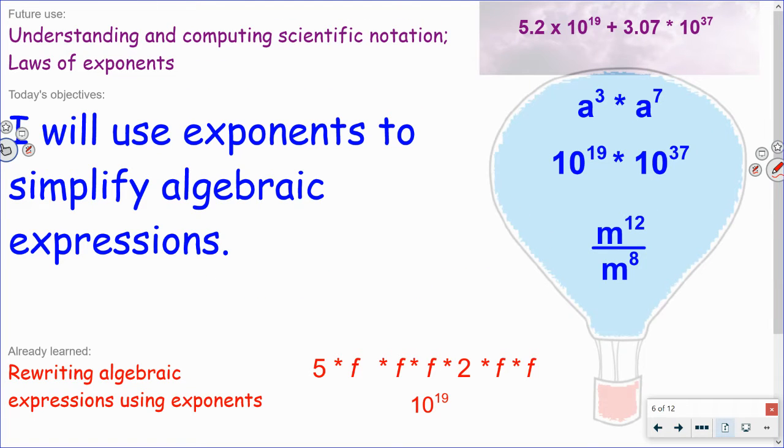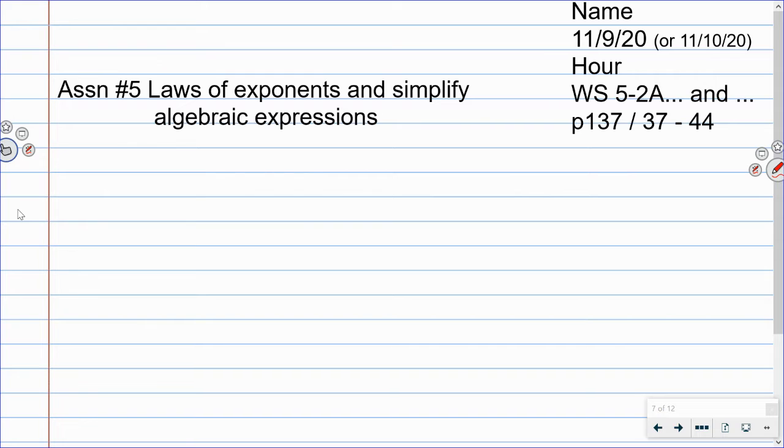So the focus today is continuing to use exponents, and it's all about simplifying. We are not solving, although eventually you will get to equations that can be solved. But for now, we're just going to focus on simplifying. Go ahead and pause the video and write your name, date, period, and the worksheet, as well as another page number, just a few here for assignment number 5. Come on back when you're ready.